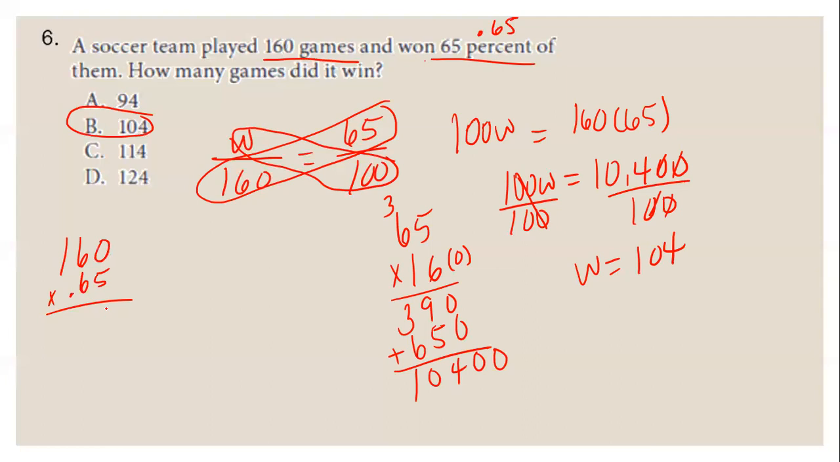So remember, it's just zeros all the way. So you have 5 times 0, then 5 times 6, 30. Regroup the 3. 5 times 1 is 5, plus 3, 8. Then 6 times 0, and 6 times 6 is 36, regroup 3. 6 times 1 is 6, plus 3 is 9. And I'm going to add everything together. 2, 4, 1. And how many decimal places did you have? 2.